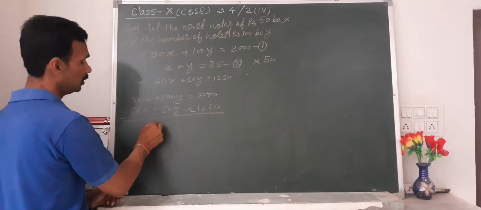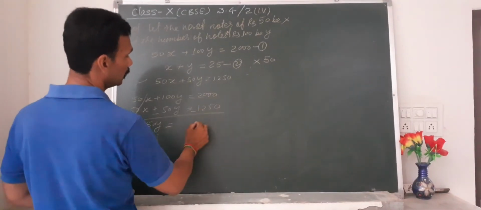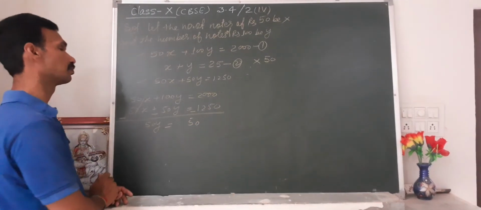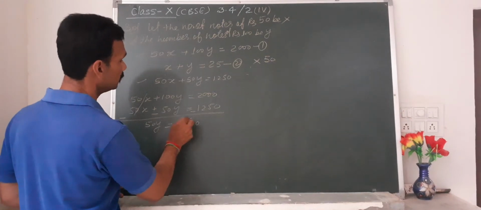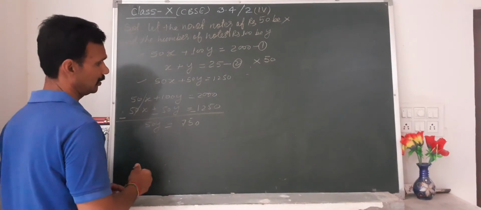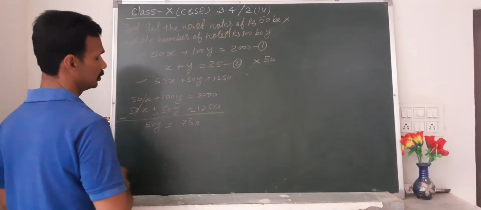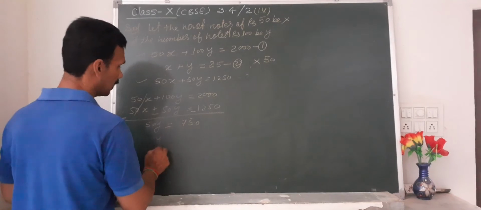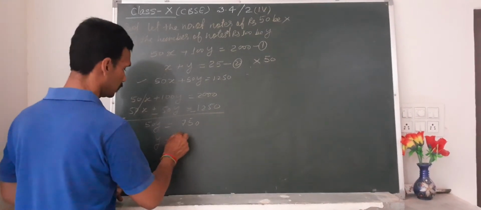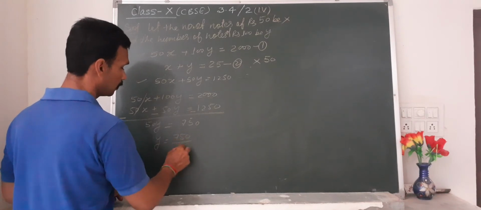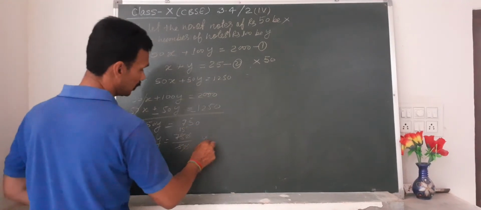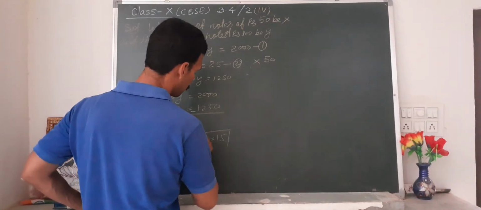So this gives 50y equals 750. So y equals 750 upon 50, which is 15. So y equals 15.